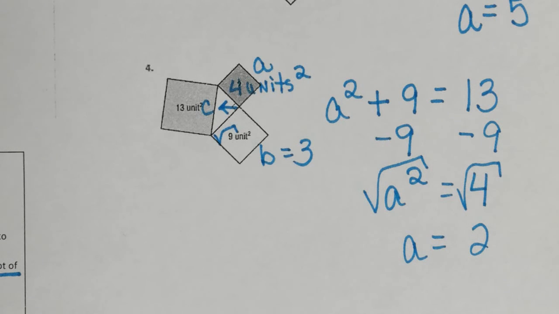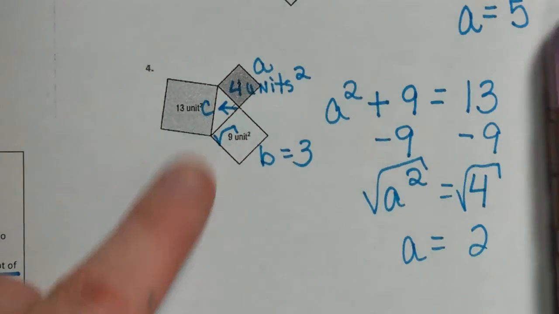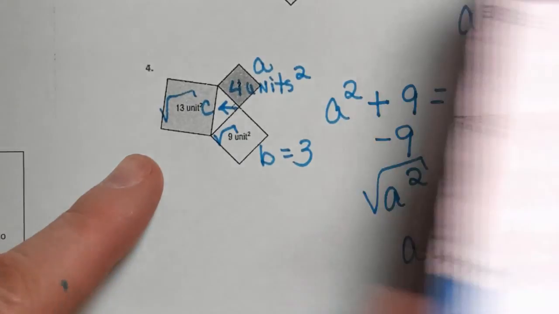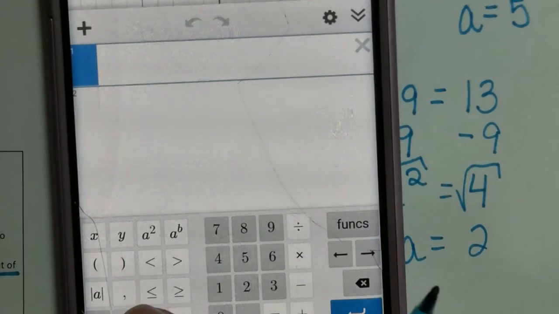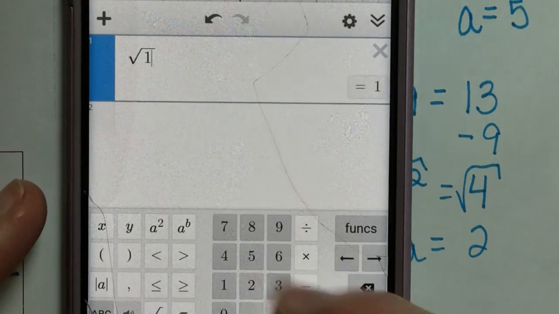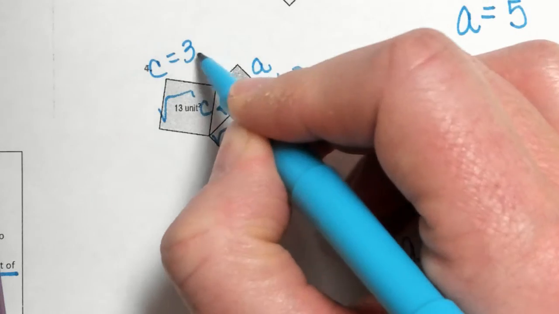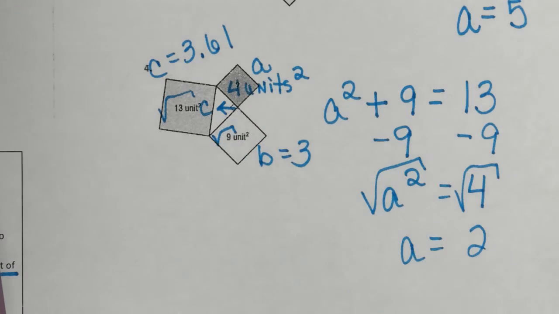But if I want to find the square root of 13, this is not a perfect square. I'm going to get my calculator. I'm going to go ahead and pull up Desmos. I'm going to have to do the square root of 13. That is not a perfect square. So I've got the square root button, and then type in 13, and I'm going to have to approximate it. C is going to be about 3.61.